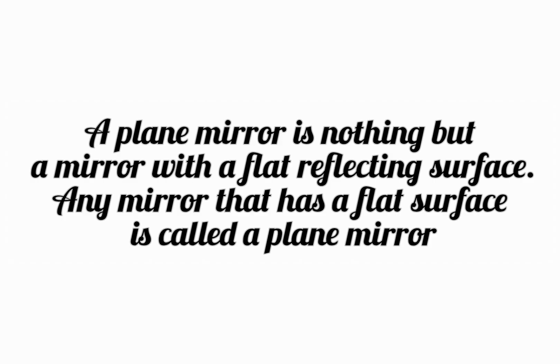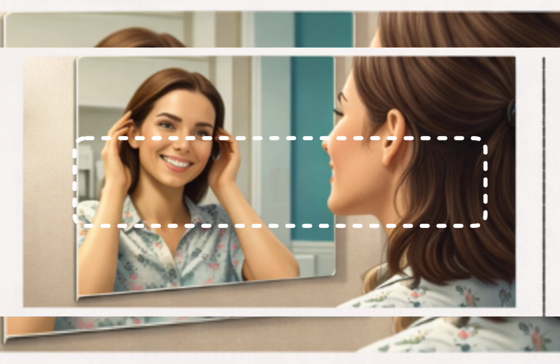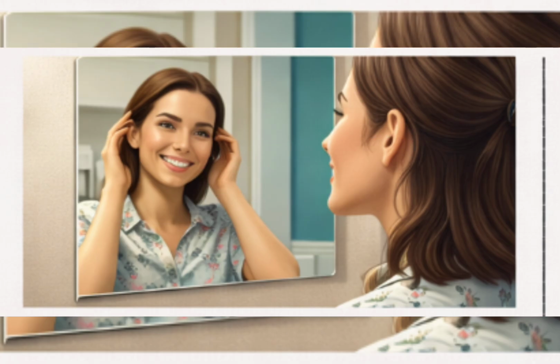Okay. Now, if we keep any object in front of a plane mirror, definitely an image would be formed, right? So, let us see what the characteristics of this image are. We'll discuss the characteristics of the image formed by a plane mirror. Our first point is that the image is virtual and erect. The image formed by a plane mirror is virtual and erect. Imagine that you are sitting in front of a plane mirror and looking at your face. The image you see in the mirror is virtual and erect.